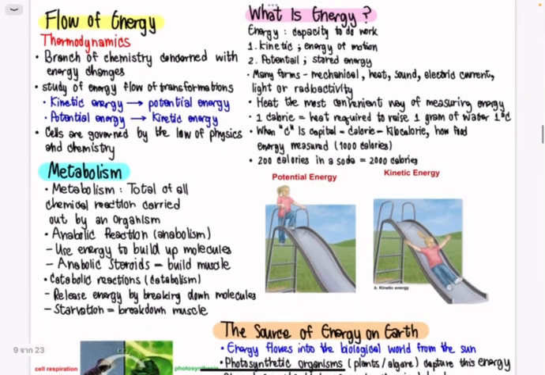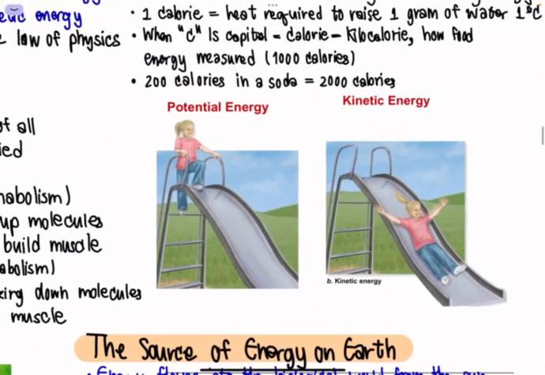Potential energy, as in the picture, is stored energy based on her position. Think also of a boulder on top of a hill. And kinetic energy is the energy in motion. She is able to slide down based on her previous position.